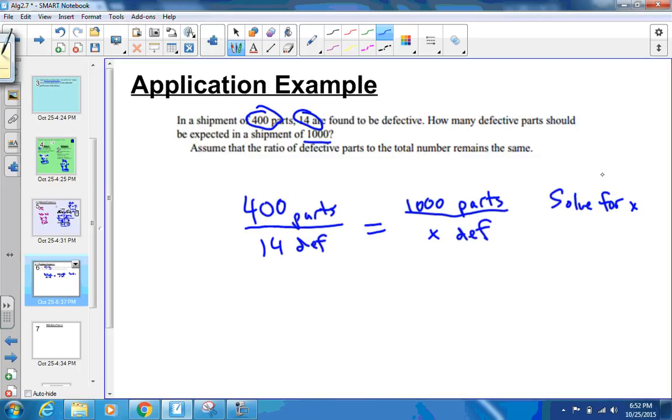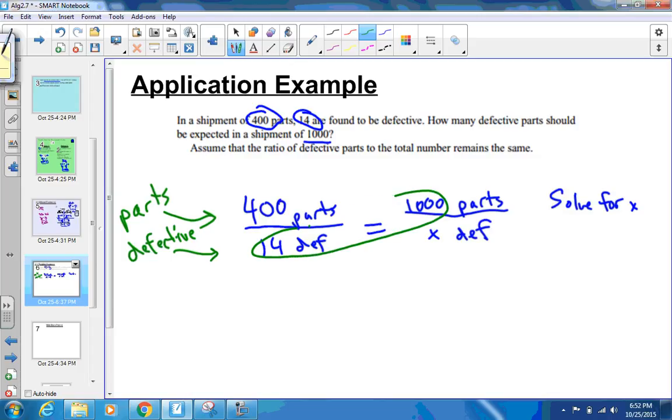Okay, so setting up the proportion might be the hardest part, but you can see here the top has the parts, the bottom has the defective ones. Got to keep it consistent in both ratios so that if you have parts over defective on the left side, it should be parts over defective on the right side. Then we're going to do our cross multiplying. So we've got 400 times x, set that equal to 14 times 1,000, which would be 14,000.